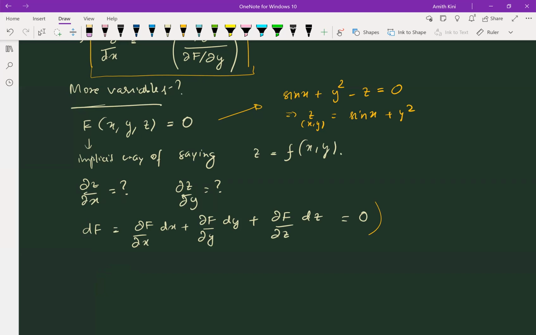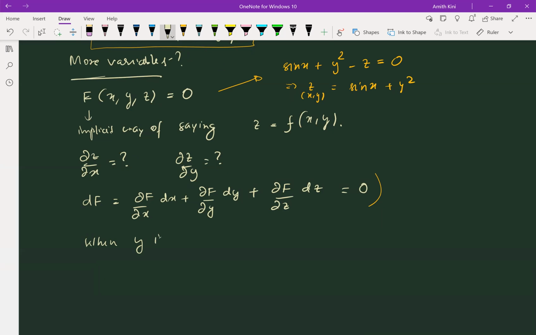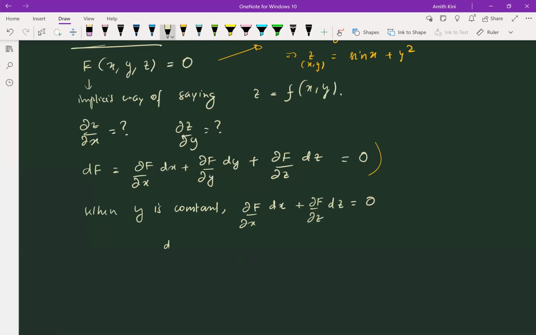Very good. So del z by del x means you are holding y constant and you are changing only x. So you can rewrite this expression when y is a constant. Let's hold y constant and you get del f by del x dx plus del f by del z dz equal to 0. Now if I rearrange this, it will give me dz by dx is equal to minus del f by del x divided by del f by del z.